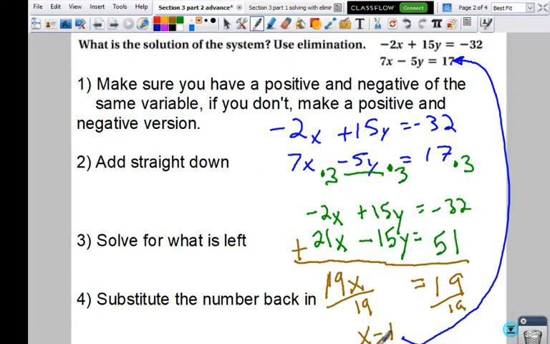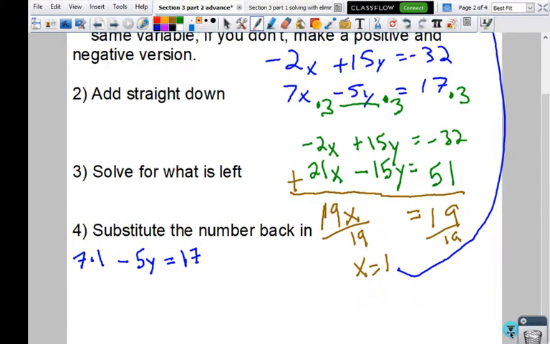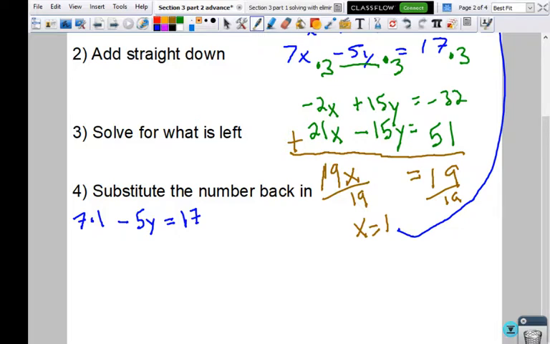So I'm plugging that in for x, because that's an x equals, right? So I'm going to go 7 times 1 minus 5y equals 17. And we just have to solve for y to get our second answer. So Allison, what's the first thing I should do? First thing I should do. Okay, so first you should multiply 7 times 1. And we get 7, right? Yes. Yeah, 7 minus 5y equals 17.